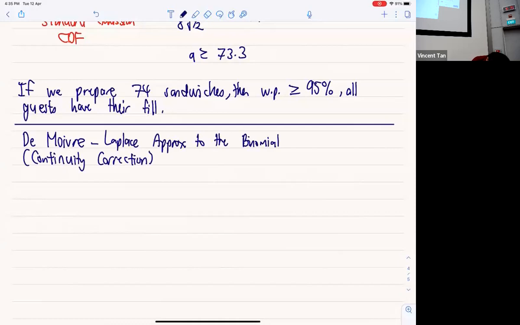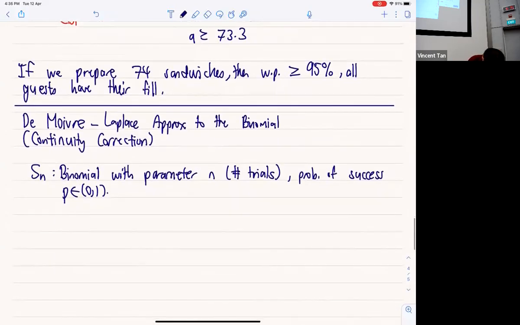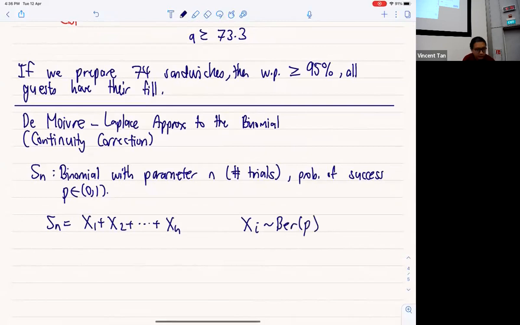Okay, so we have a random variable Sn that is a binomial with parameter n, so number of trials n. And a binomial is also characterized by the probability of success, p, which is a number between 0 and 1. It's a probability. So here you're tossing n coins, and every time you succeed, you got heads with probability p. So you can create from here a binomial random variable. You can regard Sn as a sum of n Bernoulli random variables. Bernoulli means a 1-0 random variable. Xi is a Bernoulli random variable with success p.